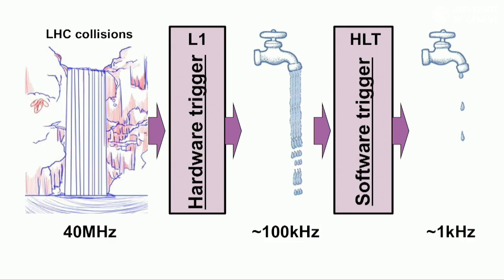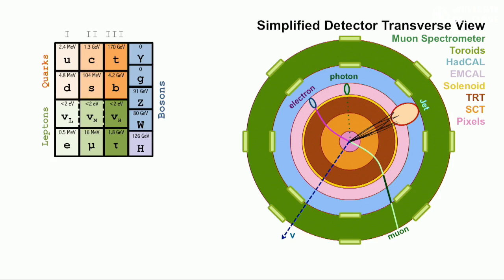Triggering on events that contain new phenomena is an extremely big challenge. We don't know a priori how these events would look like. We therefore have to build our trigger selections generic enough to ensure we don't lose anything interesting, as events we don't trigger on are simply lost forever.